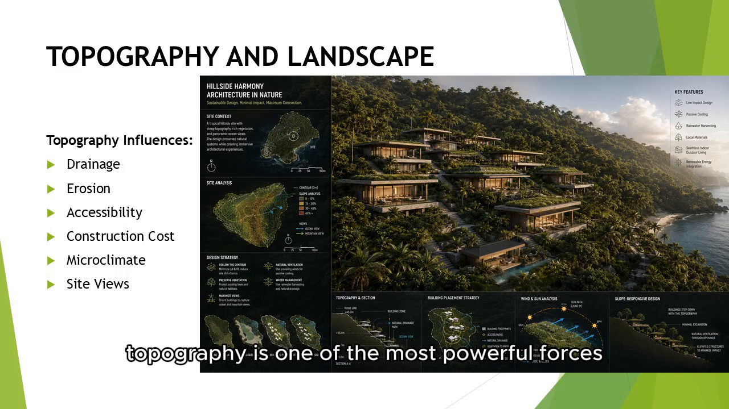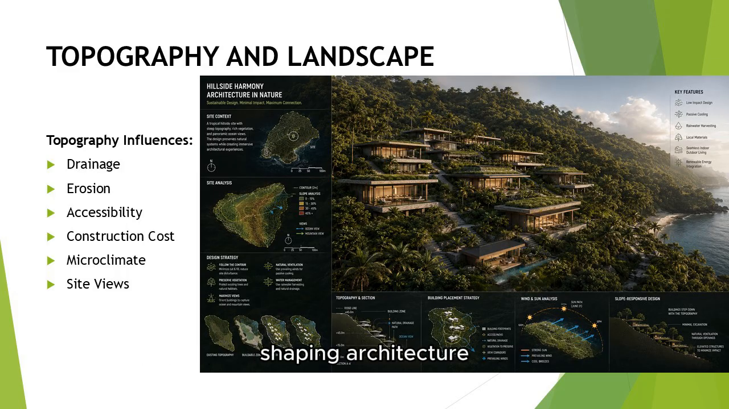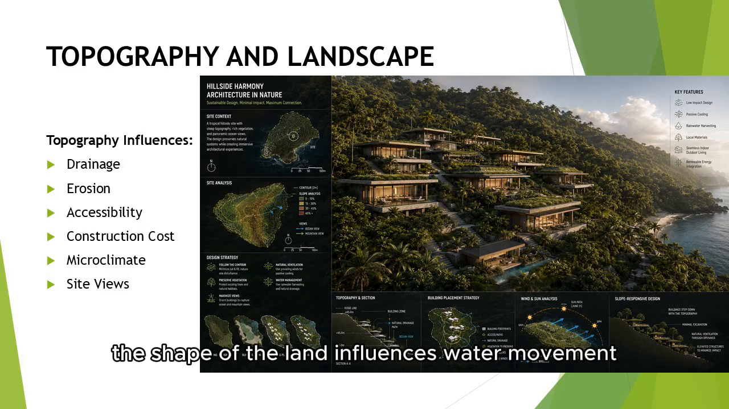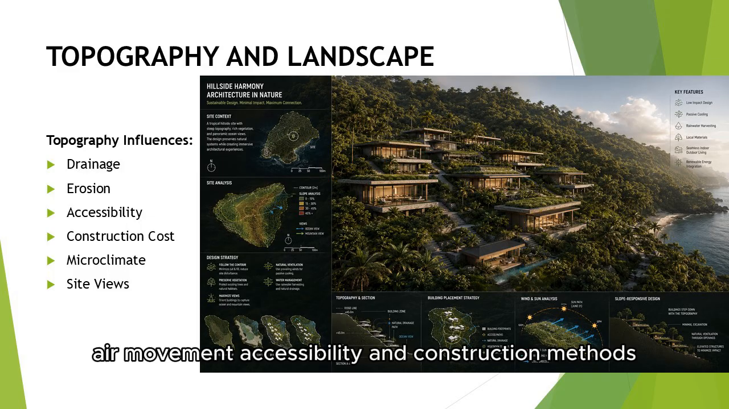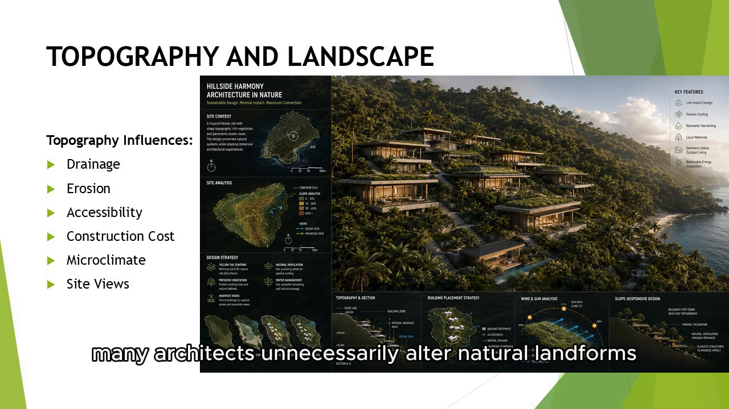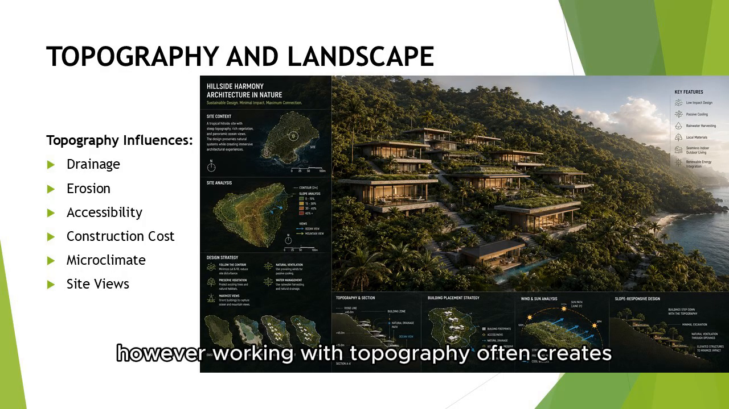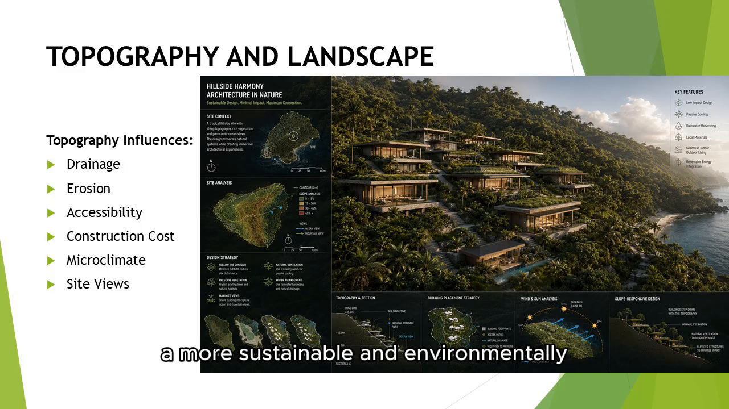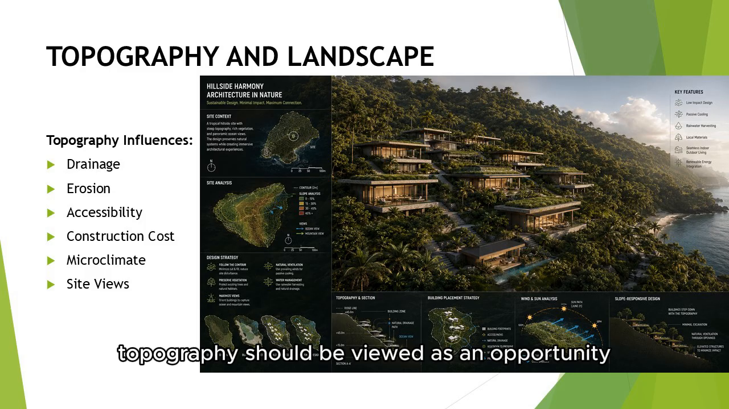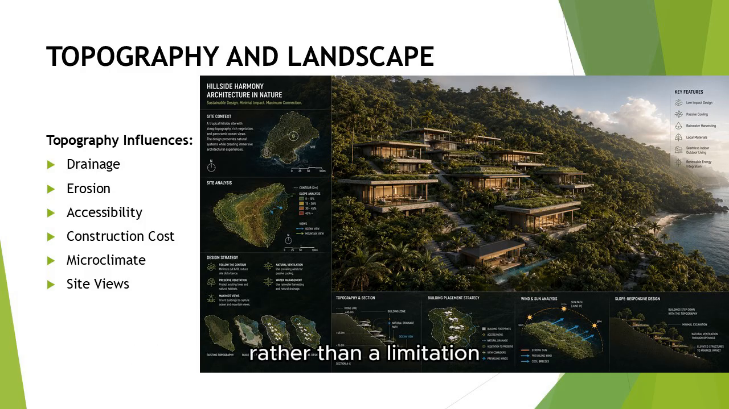Topography is one of the most powerful forces shaping architecture. The shape of the land influences water movement, air movement, accessibility, and construction methods. Many architects unnecessarily alter natural landforms. However, working with topography often creates more sustainable and environmentally responsive solutions. Topography should be viewed as an opportunity rather than a limitation.